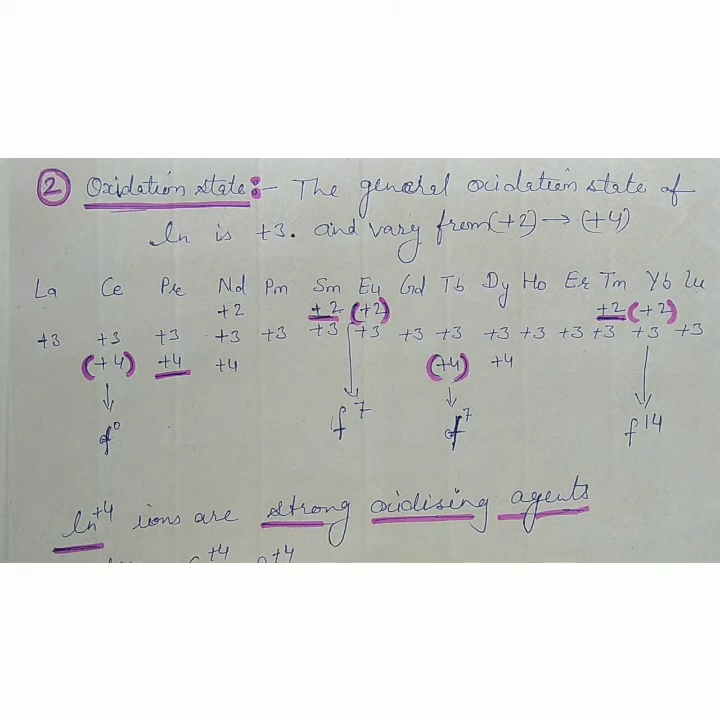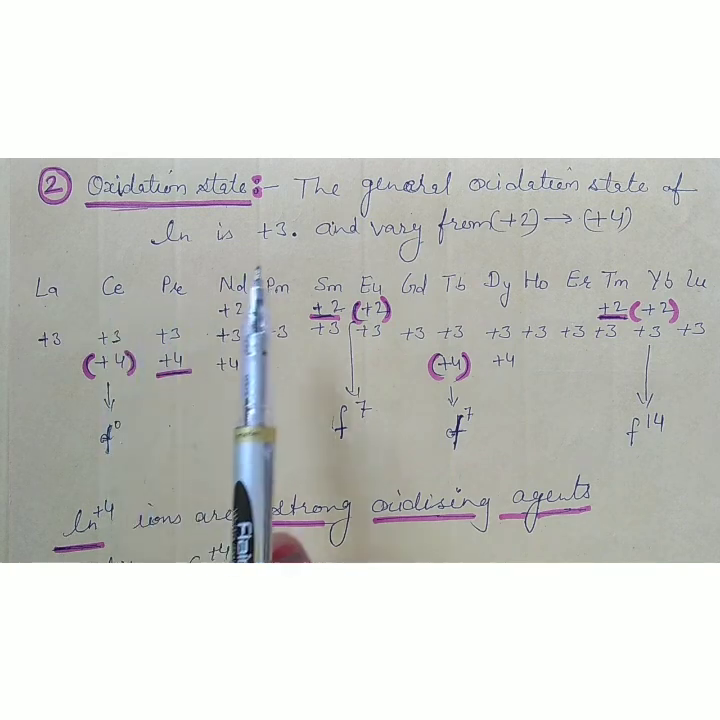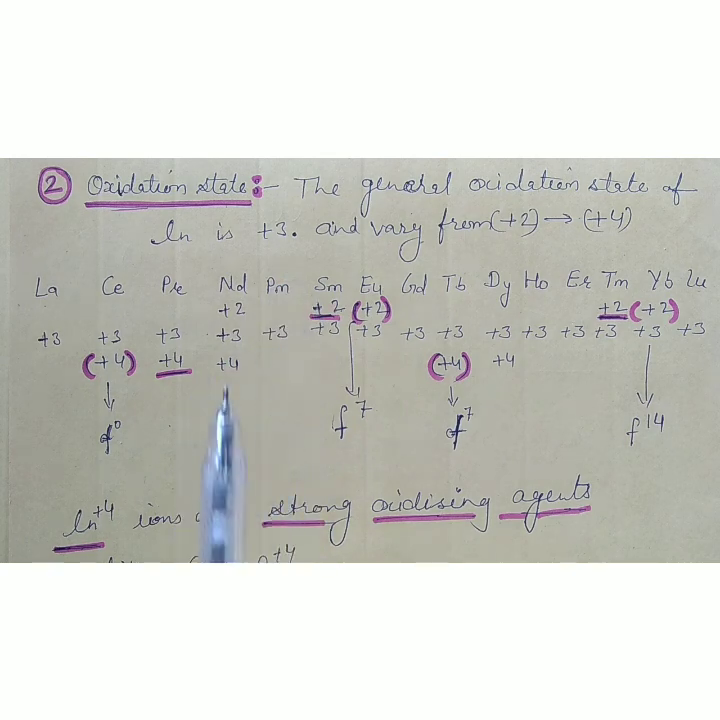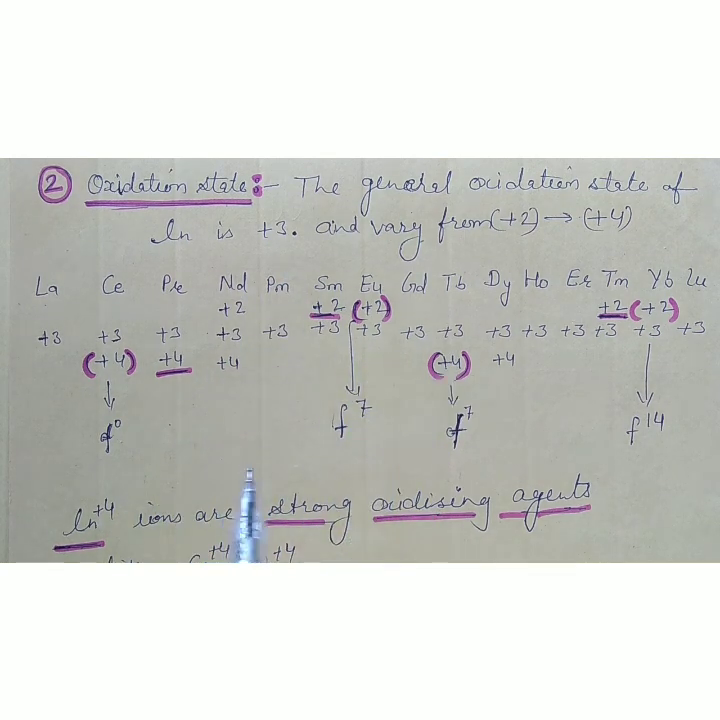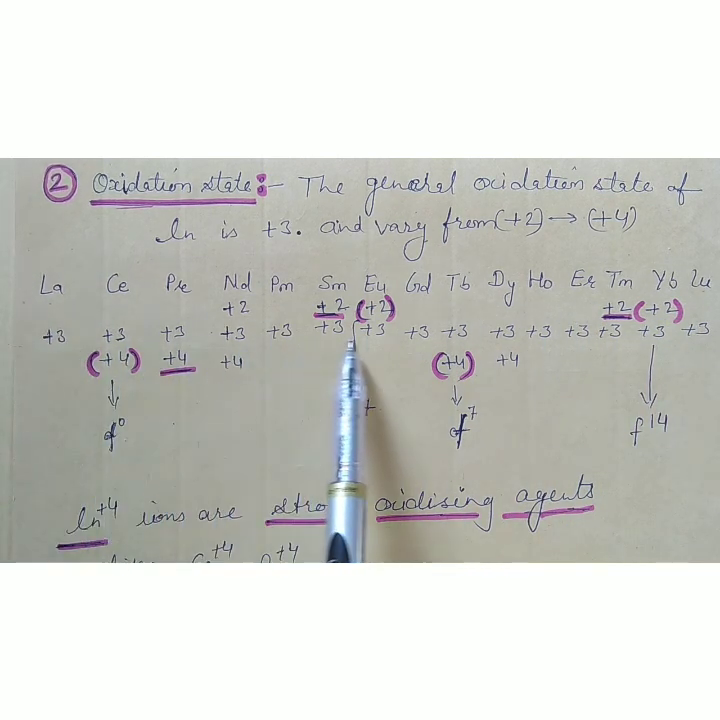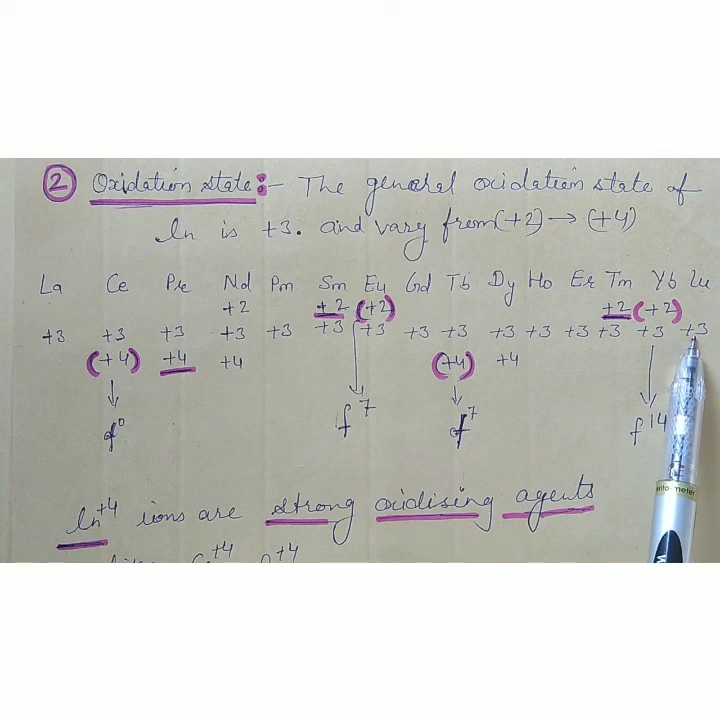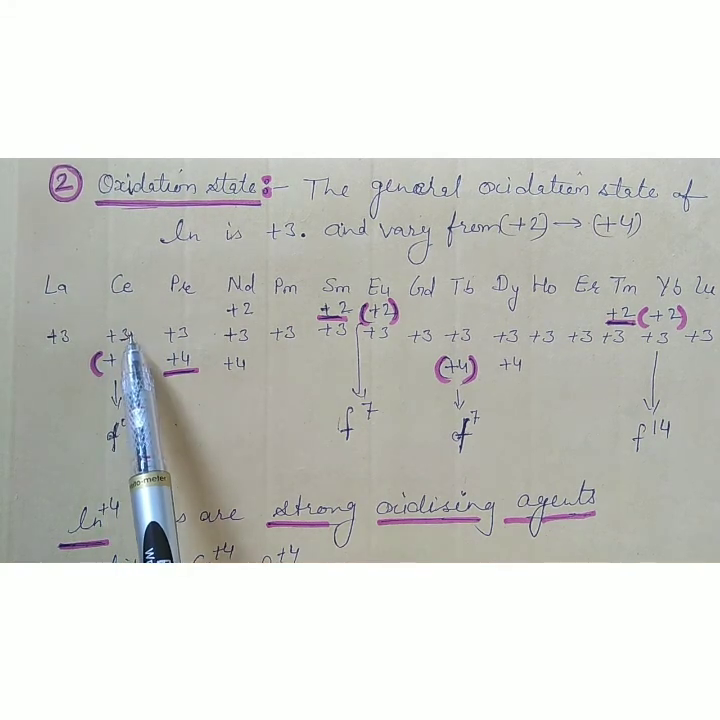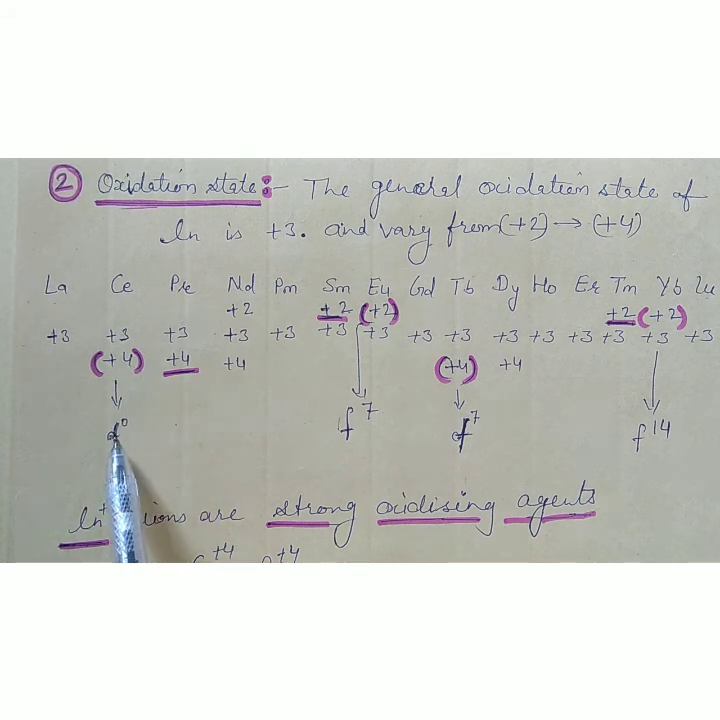Like d-block elements, they can also show variable valencies, but in lanthanides the most common oxidation state is +3, though it can vary from +2 to +4 according to their stable electronic configuration. As we see, from lanthanum to lutetium, all the elements show the +3 oxidation state. Okay, but cerium is not stable in the +3 oxidation state. It is stable in the +4 oxidation state because of f0 electronic configuration.